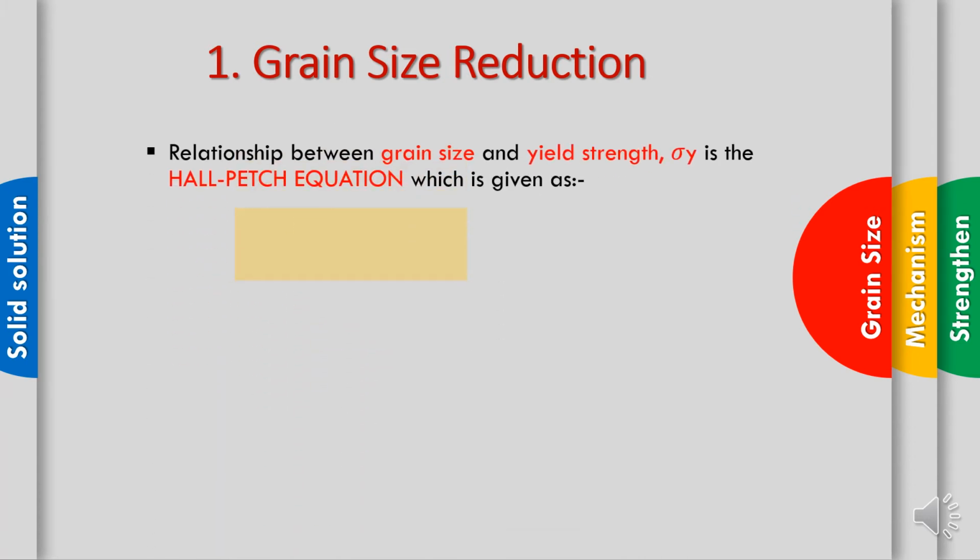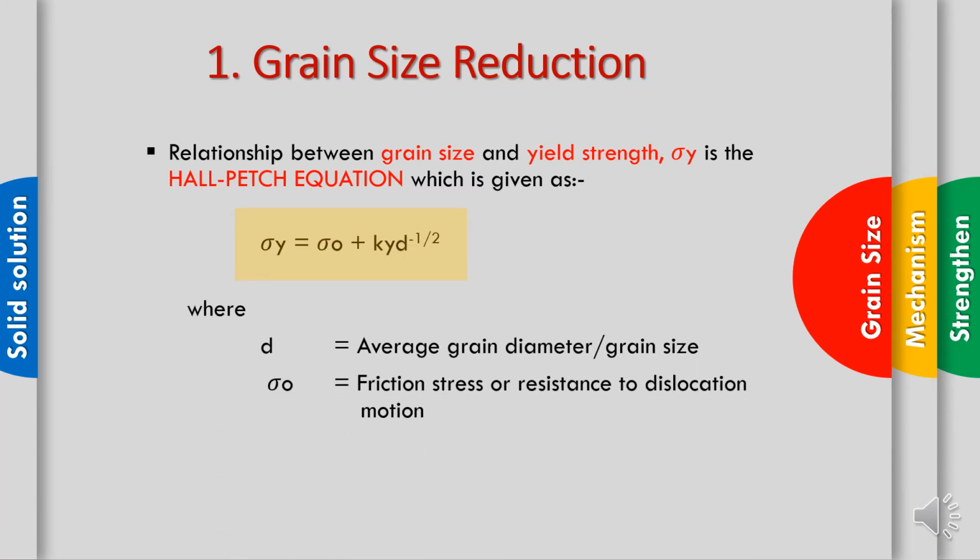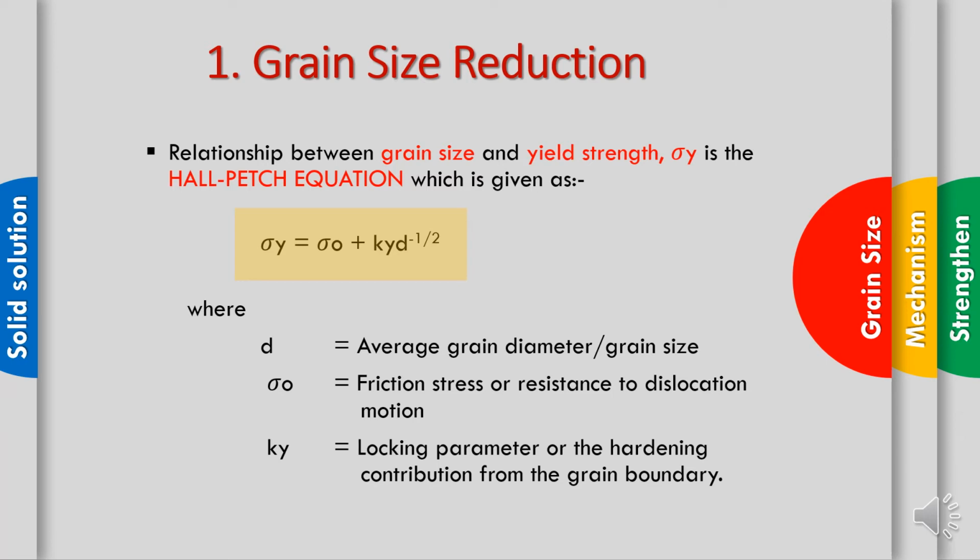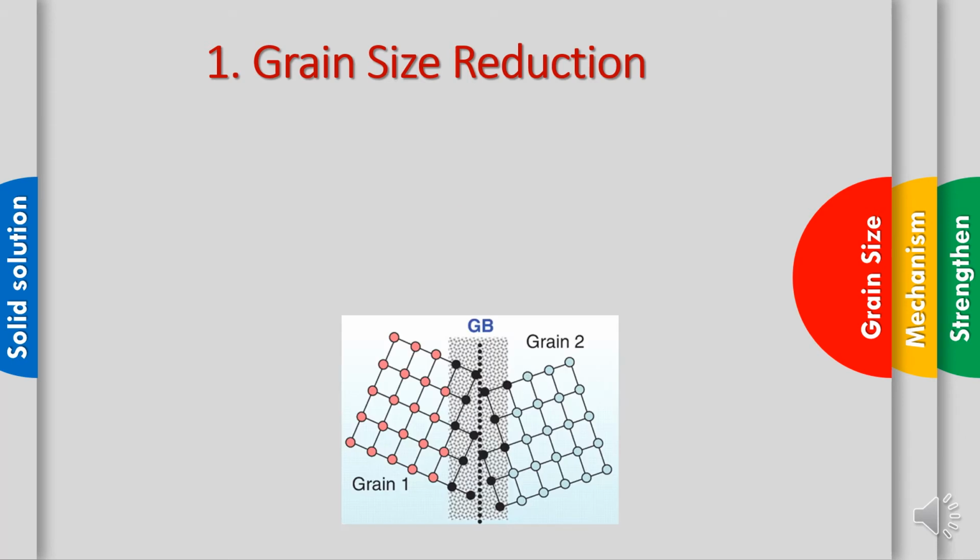The relationship between grain size and yield strength, sigma y, is given by the Hall-Petch equation, which is this equation. It depends on the grain diameter or grain size, the friction stress or resistance to dislocation motion, and finally the hardening contribution from the grain boundary.